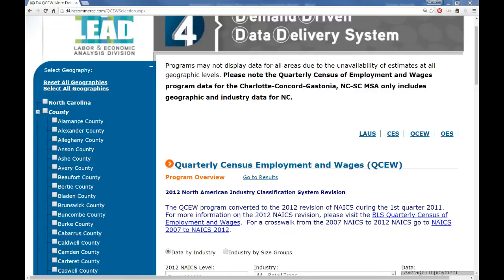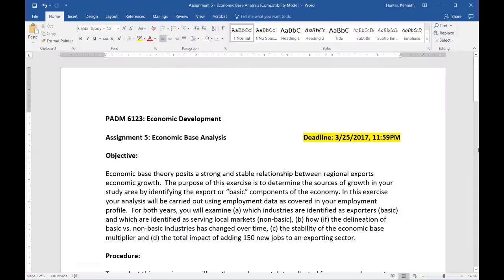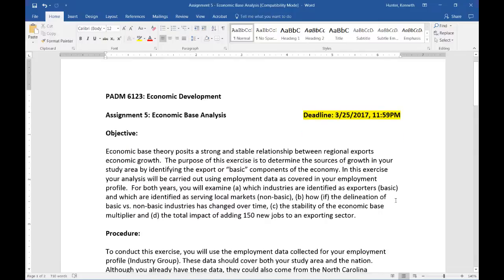I'm going to pull up the assignment right here. Y'all should see the assignment. First of all, you'll notice I've highlighted the deadline. After talking to a couple of people, realizing that this is a busy week, and it's a busy week for me too, we did move the deadline to this Saturday at 11:59 p.m. Eastern. You can still get it in on Friday, the 24th, if you want, but the deadline will be this Saturday, March 25th at 11:59 p.m. Eastern time.